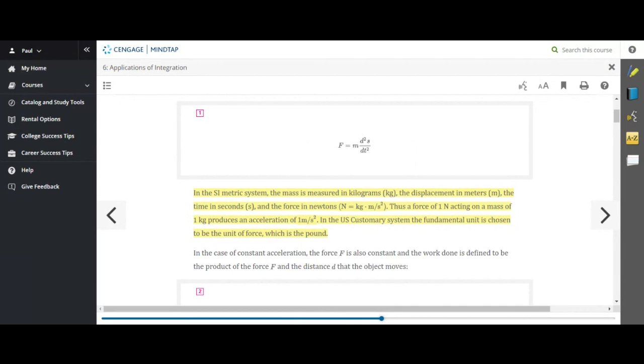newtons. Okay, so how many have seen newtons maybe in another class as a measure of force? Jacob has, and Samuel has, excellent. The force of 1 Newton acting on a mass of 1 kilogram produces an acceleration of 1 meter per second squared. So a Newton is defined as kilogram times meters divided by seconds squared. That's the force in newtons. Now, in the US customary system, the unit of force is the pound.